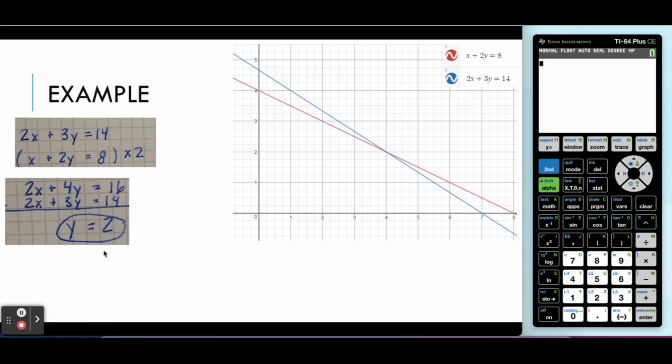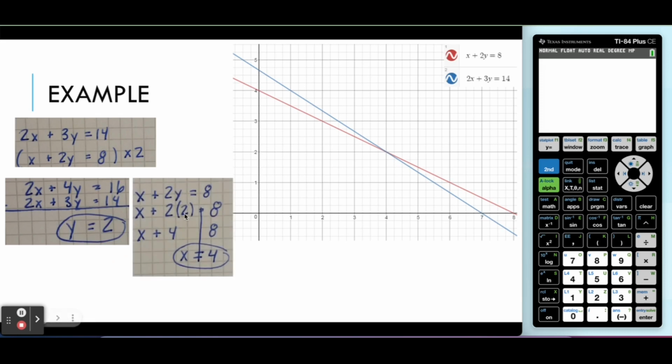Now that I have y, I need to go and replace or substitute y into one of the two equations to find x. So I chose the original first equation, replaced y by 2, and I get that x is equal to 4. So the intersection point is 4 and 2. And this is how we use the elimination method.